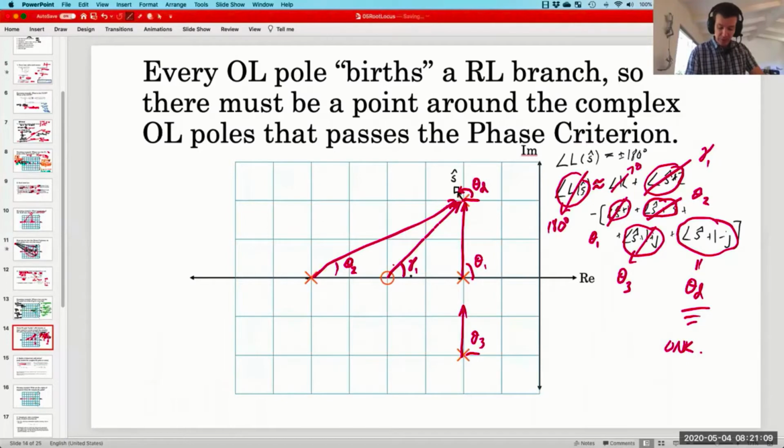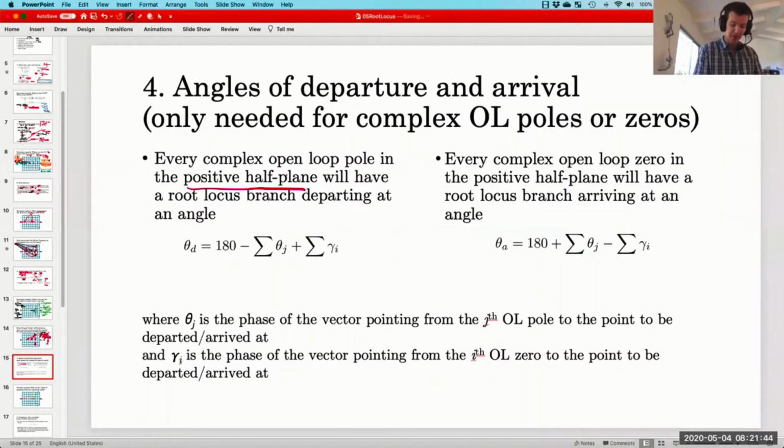And the answer is no, because the root locus diagram is always symmetric between the positive half plane and the negative half plane, between the top and the bottom. Because the closed loop poles are still roots of a real coefficient polynomial, so they have to be complex conjugates. Therefore, whatever a root locus branch does in the northern hemisphere, its southern hemisphere has to mirror that. Okay, so once I get theta d for the northern hemisphere, then that's going to be the same but mirrored for the southern hemisphere. So these formulas are only for doing your geometry in the northern half plane.